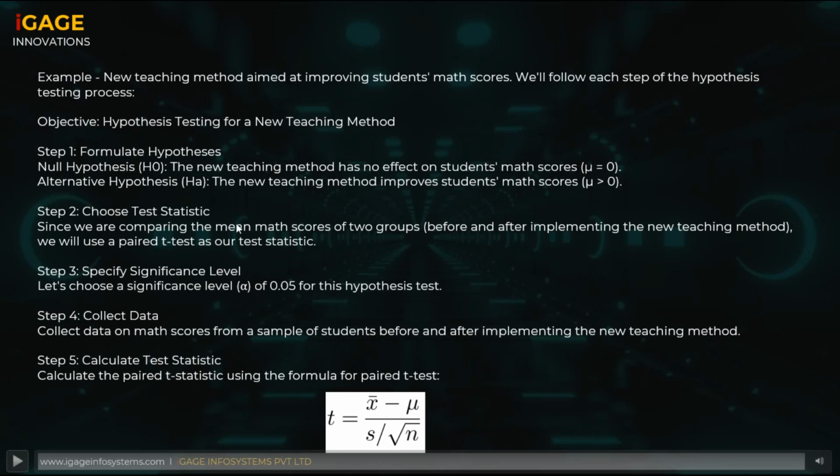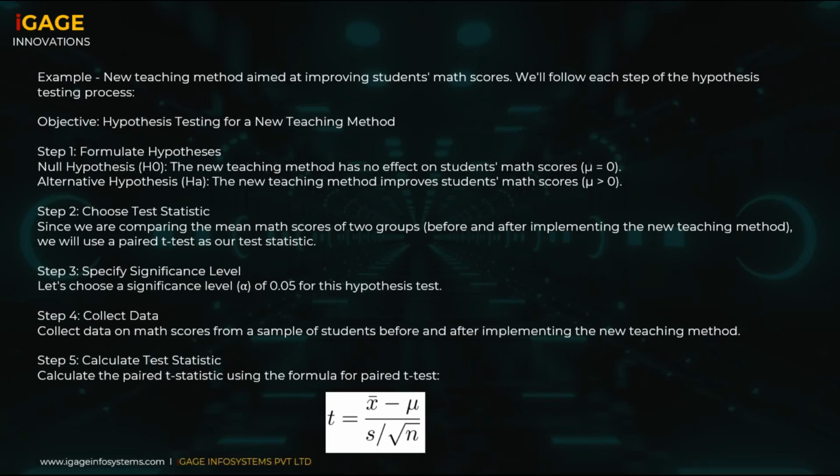Now step two is choosing the test statistic. Since we are comparing the mean math score of two groups, before and after the implementation, we will use the paired test as our test statistic. See why the test has been used. There are some other reasons I'll tell you. When the sample size is small, in that case, you can just keep it in mind.